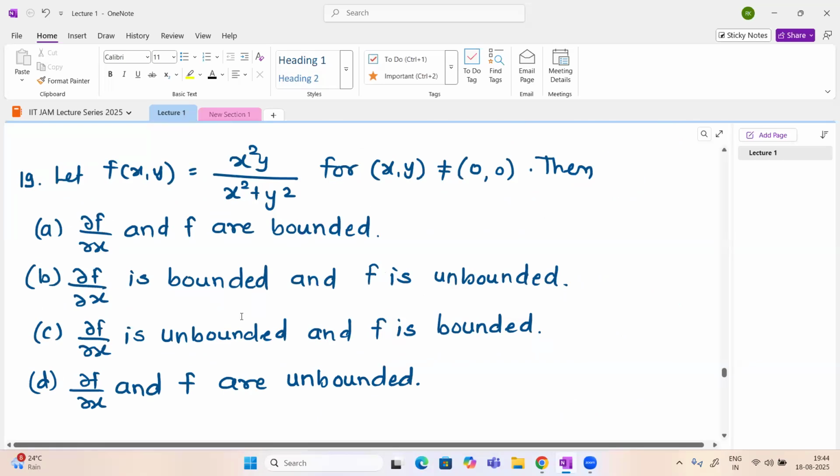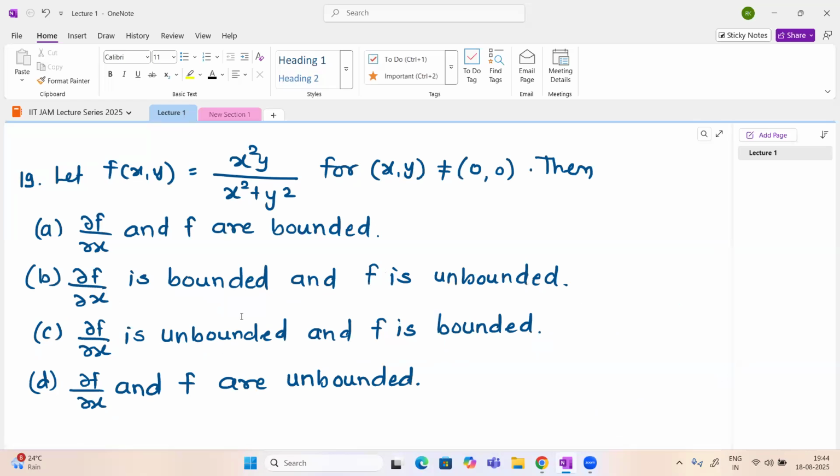See, this is the next problem. A function of two variables: x square y upon x square plus y square, when xy is not equal to 0. Simply we have to check whether the function is bounded or unbounded. Have you understood the question? Yes, sir. Okay, so one function we have, simply we have to check whether it is bounded or not.